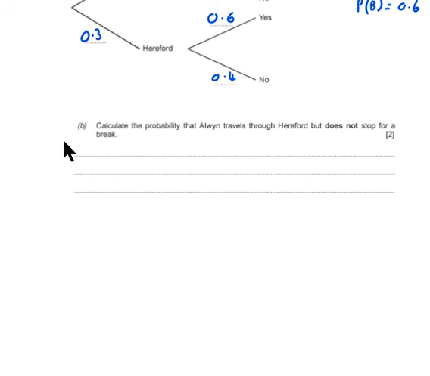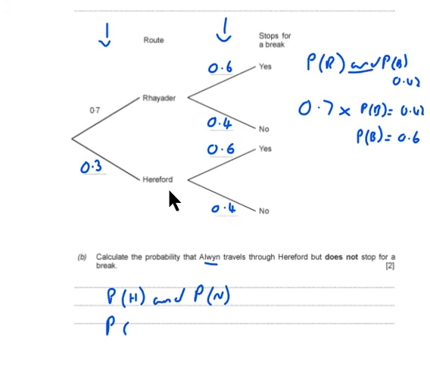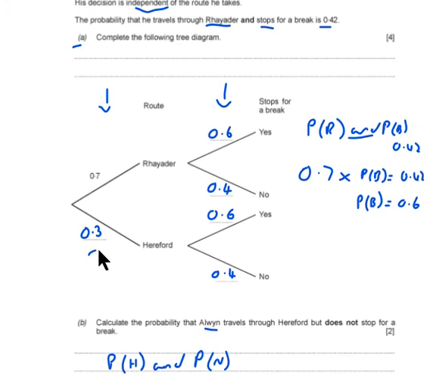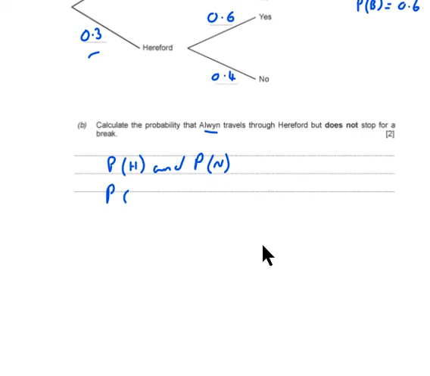Part B of this question asks us to calculate the probability that Alwyn travels through Hereford but does not stop for a break. So the probability of Hereford and the probability of no break. I'm just going to let N indicate no break. So it's the probability of Hereford, which, as we can see from our tree diagram, is 0.3. So I'll write that in, 0.3.